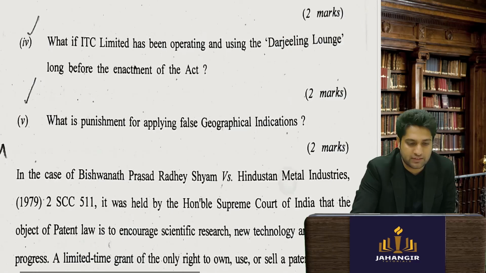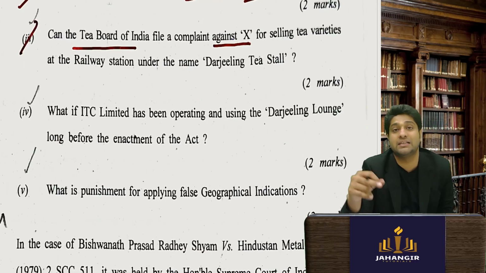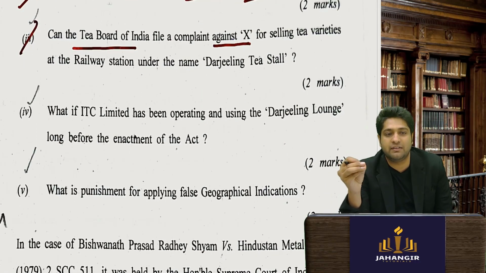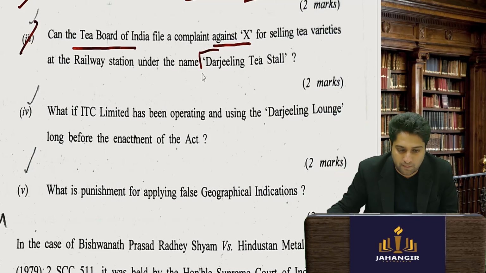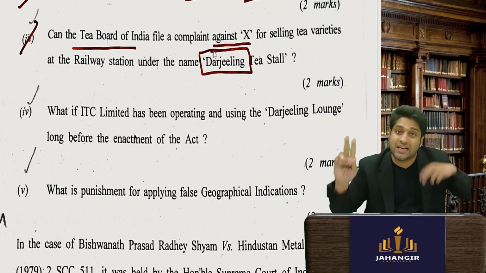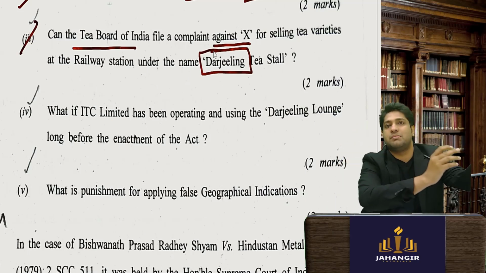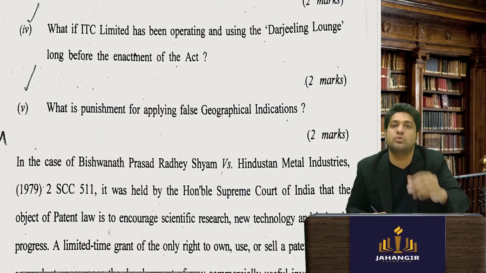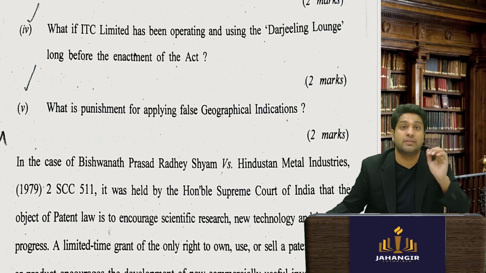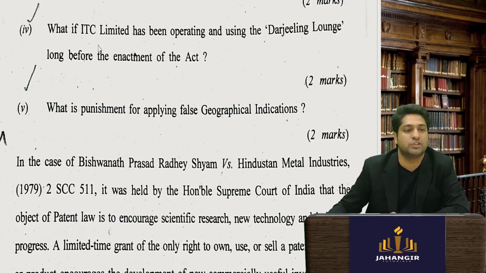Then how is it different? Then can Tea Board file a complaint against X for selling tea varieties at the railway station under the name of Darjeeling tea stall? Now see, the word Darjeeling has come in there, so definitely they can file a case that why are you using the word Darjeeling. Because it's written that they have ownership rights.